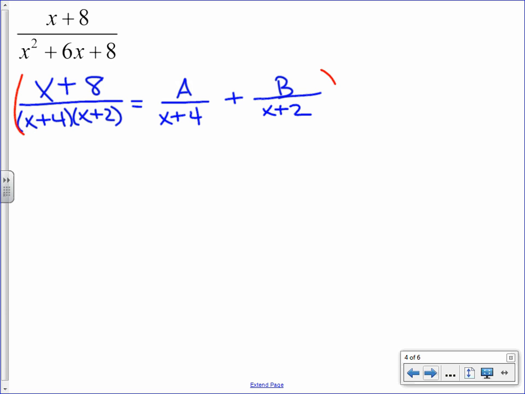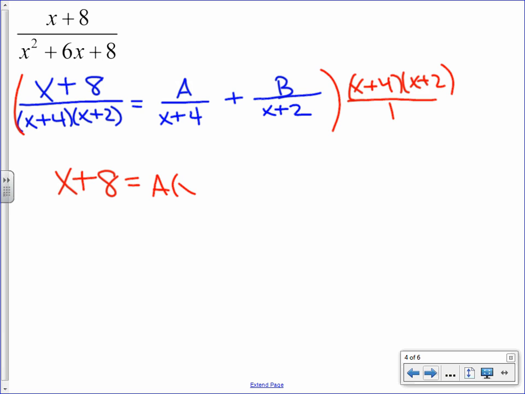Multiply by that common denominator. So x plus 4 times x plus 2. Yes, you can think of it as over 1 if you need to, if that helps. So what happens to this fraction over here? Good. What happens to this fraction? The x plus 4's cancel and we are left with? And this fraction, multiply by the LCD and we're left with?